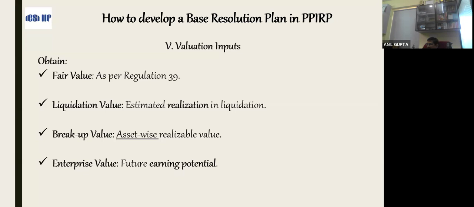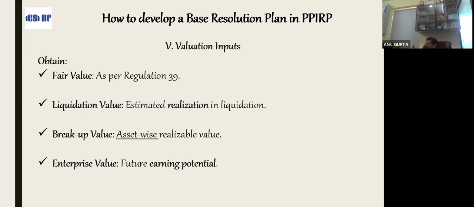As far as I know in PPIRP, ideally the customer who wants to do PPIRP appoints an RP, structures a plan, then goes to the bank and says this is my plan. If the bank okays, only then does he go ahead. Now, the moment he goes to the bank, the bank may say this valuation is not acceptable, you have to reinitiate the valuation. Okay, no problem. So then our base resolution plan should not contain the valuation report.